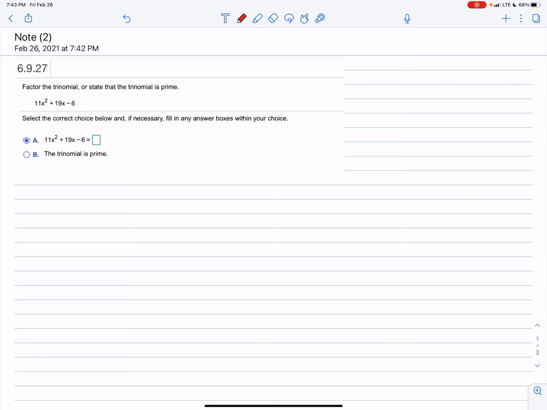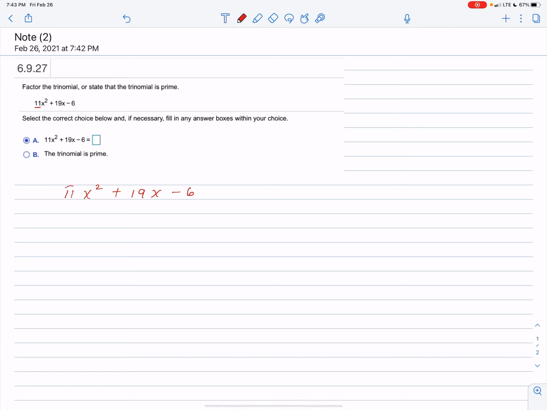Factor the trinomial. There are several different ways to factor a trinomial where the number by the x squared is not 1. I'm going to show you what's called slide and divide. So the number by the x squared, if it's not 1, it's kind of a nuisance to work with.